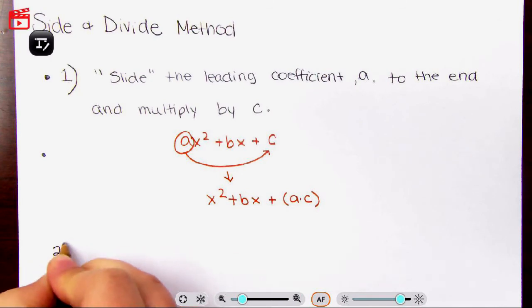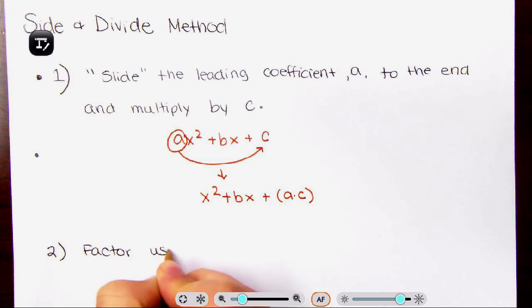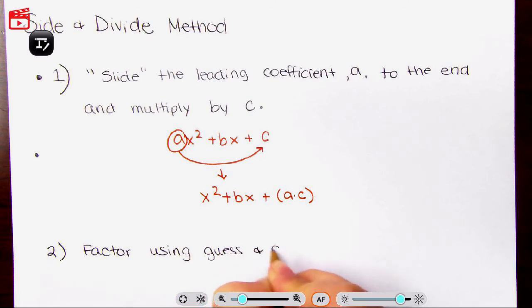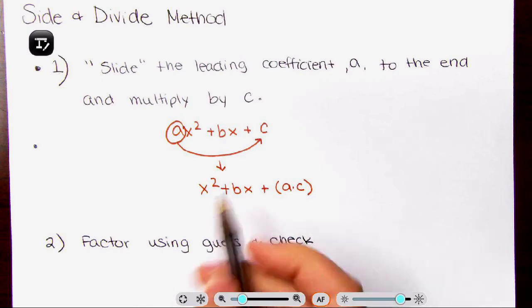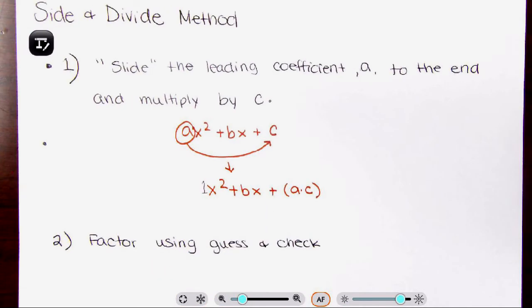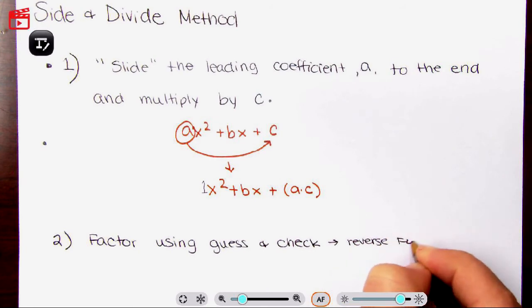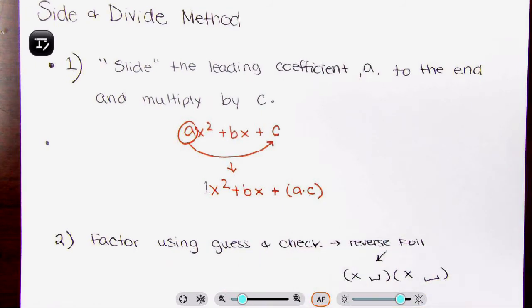Step number 2 is factor using guess and check. You can use the simple diamond method if you want, but you have a 1 here, so all you're going to do is reverse FOIL, guess and check. Basically, reverse FOIL is just: what are two numbers that multiply to give you your AC and add to give you your B.